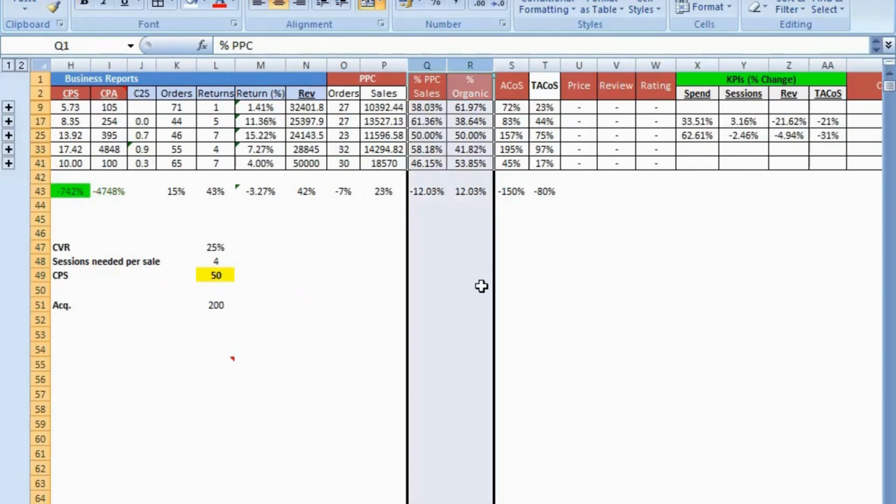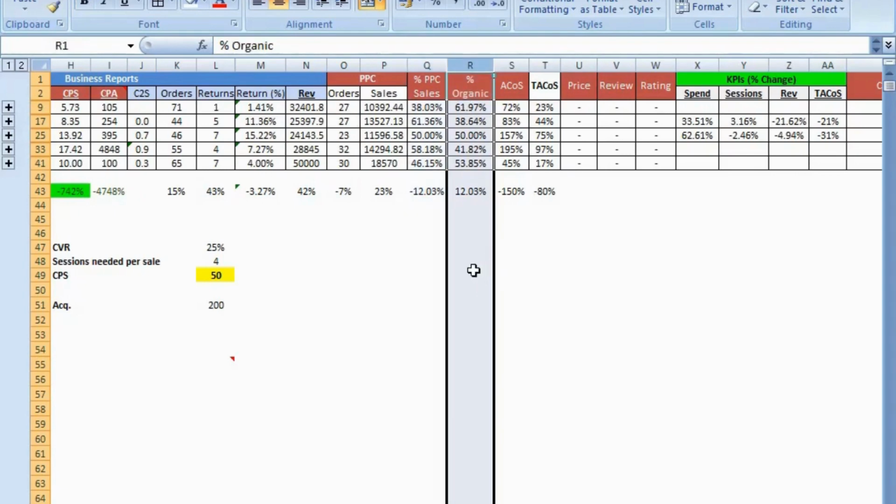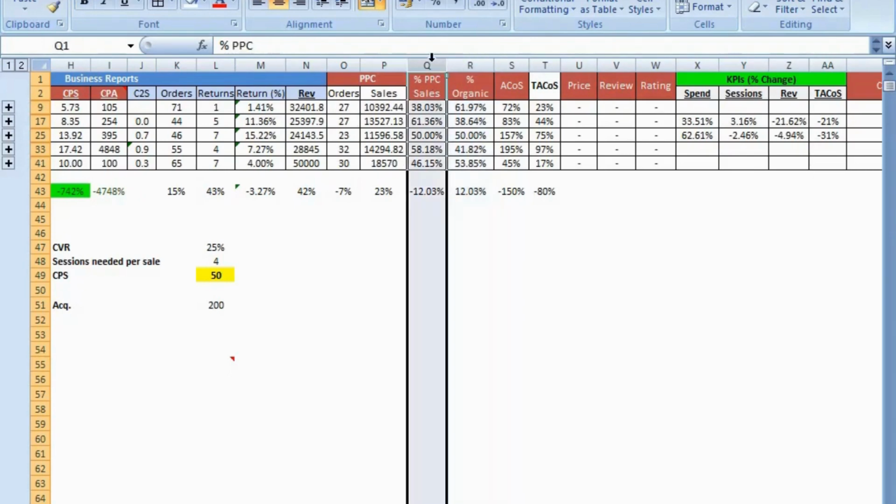The next core aspect that we monitor is the percentage of PPC and percentage of organic sales. Ultimately we want most of our sales to come from organic, but initially you could be receiving more PPC sales and fewer organic. But over a period of time, as you gain more reviews and get indexed on more keywords, your proportion of organic sales should increase and your proportion of PPC sales should reduce, right? A healthy split is 60-40 or 70-30, I mean 70% of your sales from organic and 30% from PPC, right?